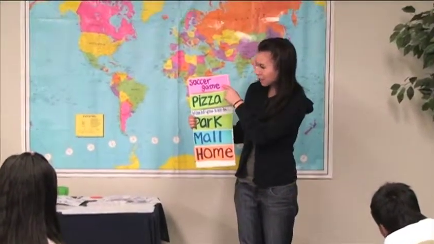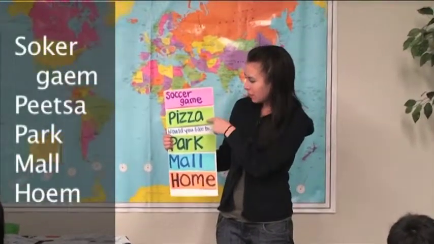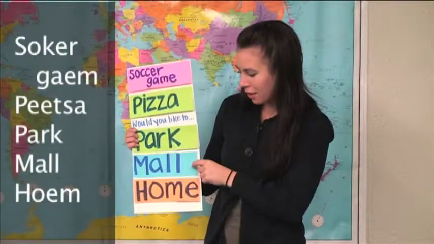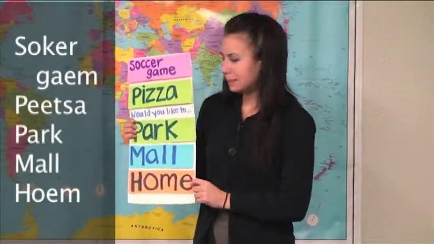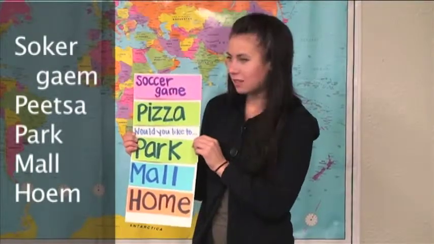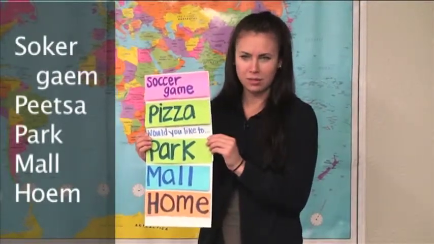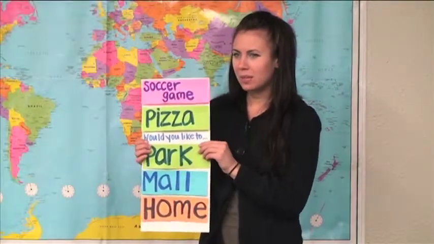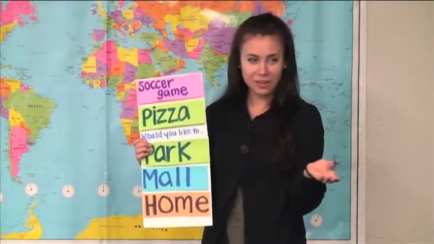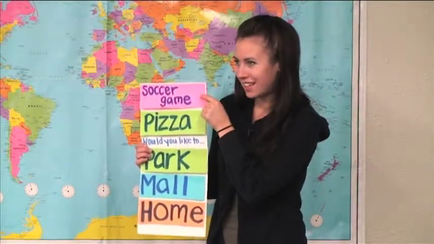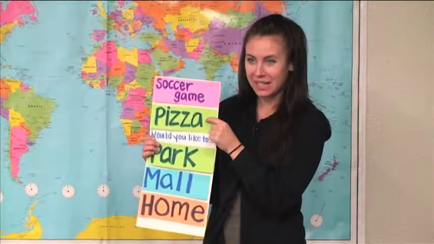And then you can pick one of these places, maybe a soccer game, or going to pizza, or going to the park, or the mall, or home. And this is the phrase we're going to practice using. So, would you like to? Do you guys want to repeat that? Would you like to? Would you like to? Yeah. So we'll say hello to our friend, and then we'll ask them, would you like to go to a soccer game? Would you like to go for pizza?